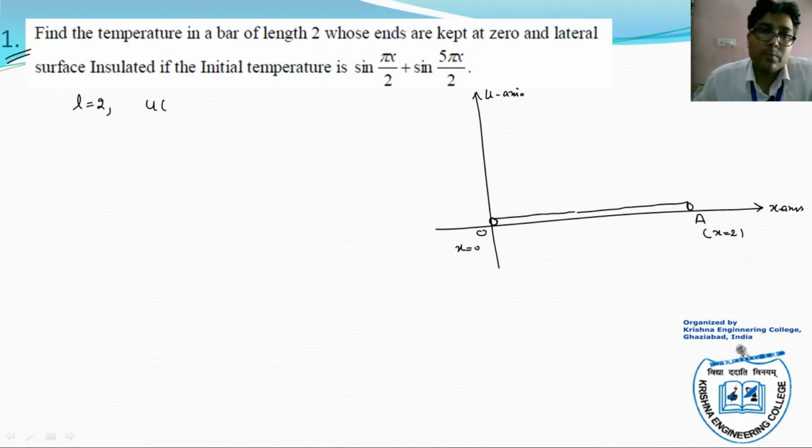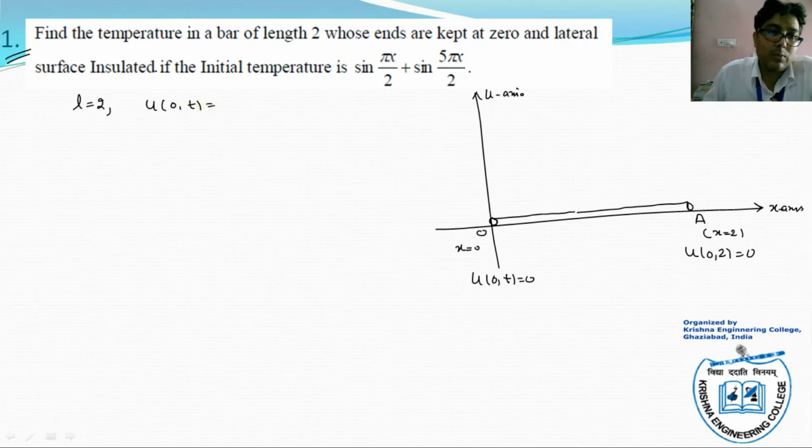The length of the rod L is equal to 2, whose ends are kept at 0 degree and lateral surface insulated, and the initial temperature is given. So the temperature at these ends, that means u(0,t) is equal to 0 and u(2,t) is equal to 0, is given in the problem. These are the boundary conditions, and it is also given the initial temperature, that means u(x,0), initial means at t is equal to 0.